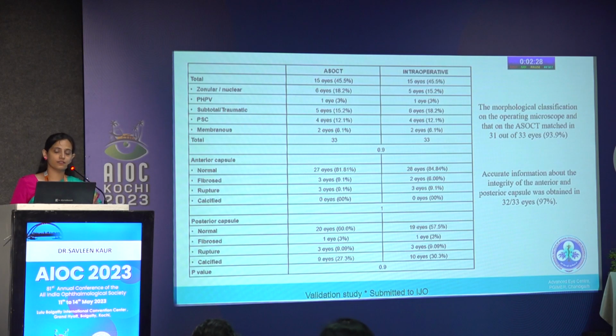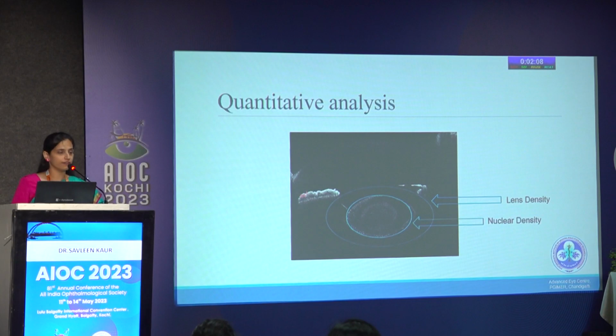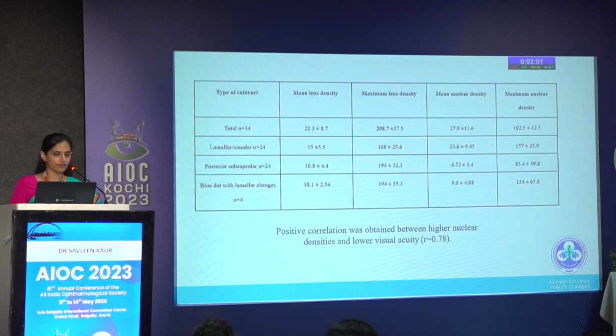When we compared the morphology on the ASOCT and the intraoperative findings, we saw that it matched to the extent of 94%, and we could get accurate information about the integrity of the anterior and posterior capsule in 97%. In the second part of the study, we extrapolated the images into external image software. We extracted the lens and the nucleus and calculated the pixel density in these patients. This density was graded on a scale of 0 to 255, and we saw that a particular type of cataract gave us a particular type of intensity.